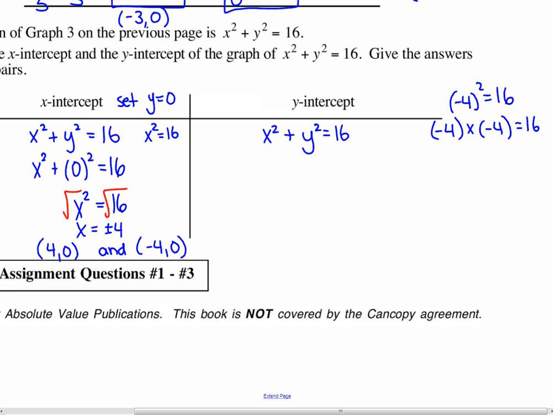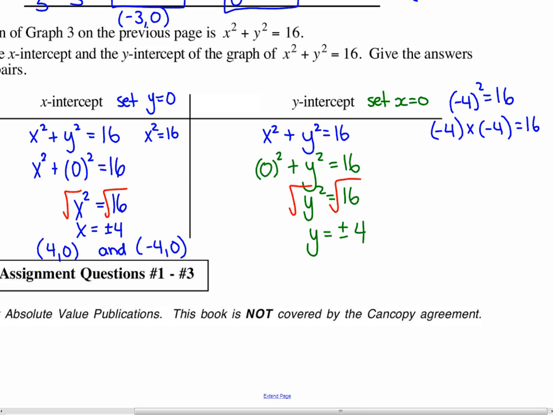Okay, so y-intercept. Set x to 0. So now we replace x with 0, which means we're left with y squared equals 16, and y would equal, if we square root both sides, plus or minus 4. So we have two y-intercepts. What are the coordinates?